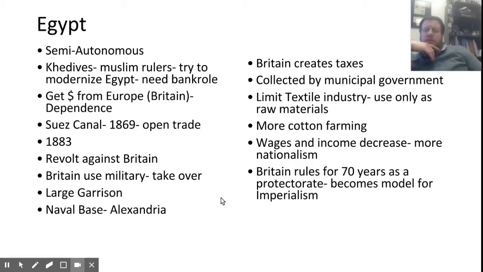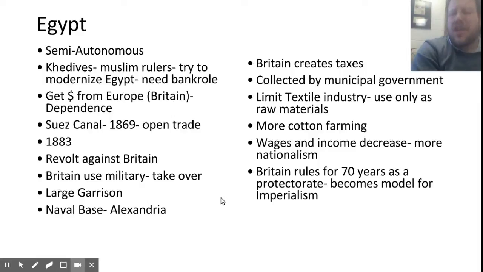But Britain landed a bunch of soldiers with new modern military equipment and weapons and machine guns, all those kind of things, and they take over. They keep a huge military garrison there. They take direct control of the military, put a big Navy base in Alexandria, put troops in Cairo, all over the place.